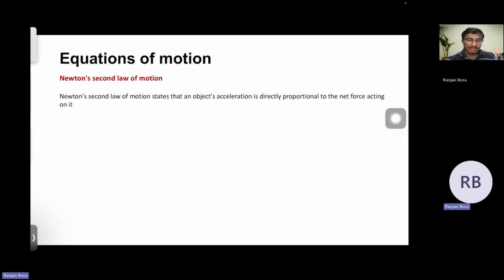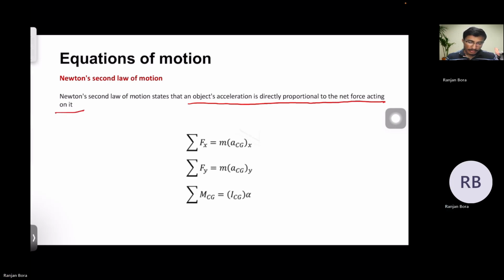These equations of motion state Newton's laws. There are three Newton's laws. Newton's second law of motion states that an object's acceleration is directly proportional to the net force acting on it. So we can see the summation of Fx equals mass multiplied by acceleration of center of gravity in the x direction. Then the summation of Fy equals mass multiplied by acceleration of center of gravity in the y direction. And the summation of moment about Cg equals moment of inertia about Cg multiplied by angular acceleration alpha.